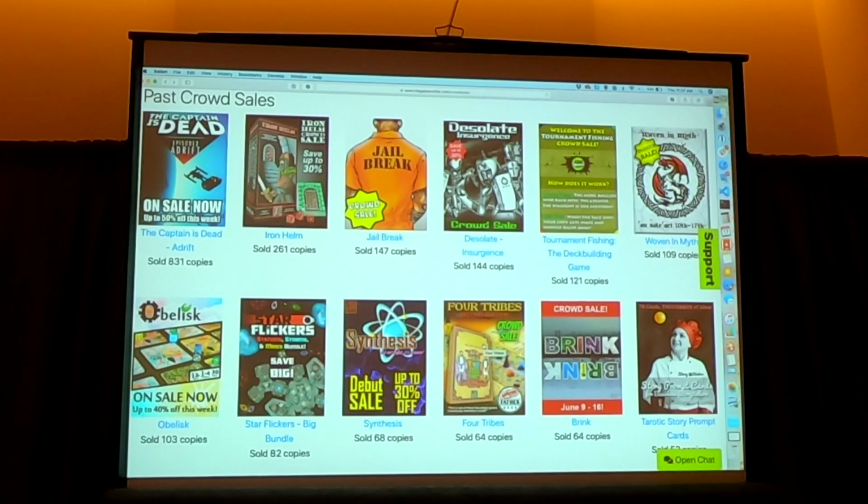And I should say here that it shows 261 copies sold for Iron Helm. That is just for the base game. That doesn't include all of the expansions and all of the add-ons that we just talked about that he sold. That is just the base game when it shows that 261 copies. He actually sold something closer to 1,000 products in that campaign, right? So anyway, keep that in mind. So if we showed how many products you sold, he'd probably beat me, actually. Although I sold the base game and The Captain is Dead as part of this campaign too.